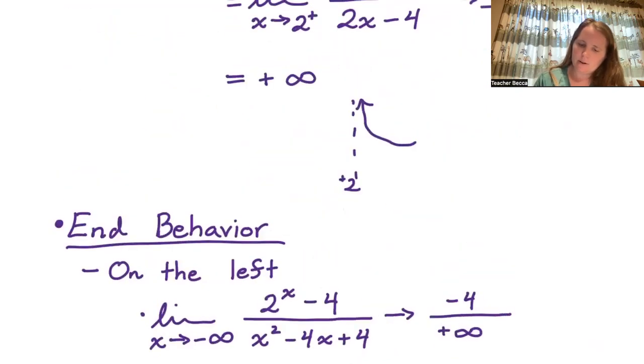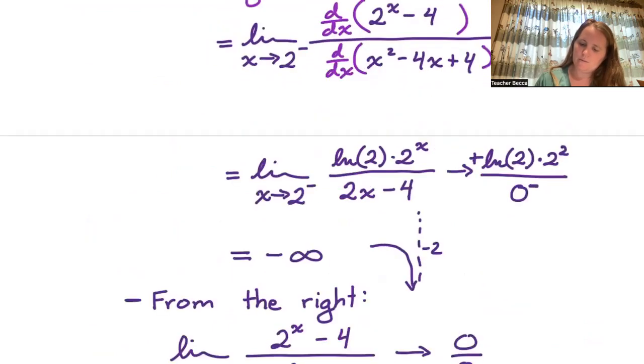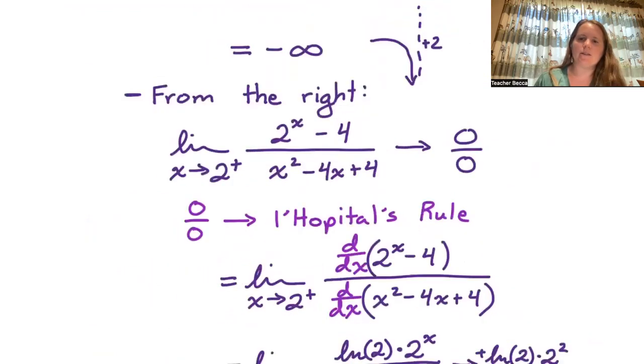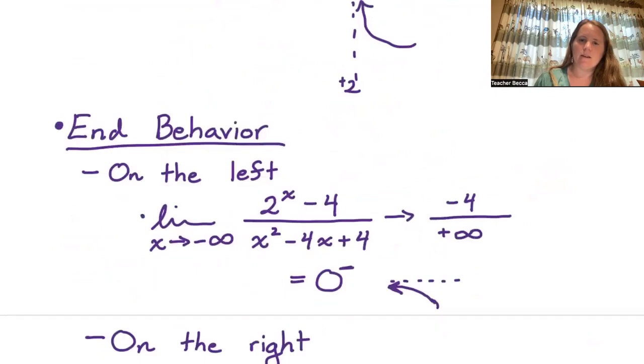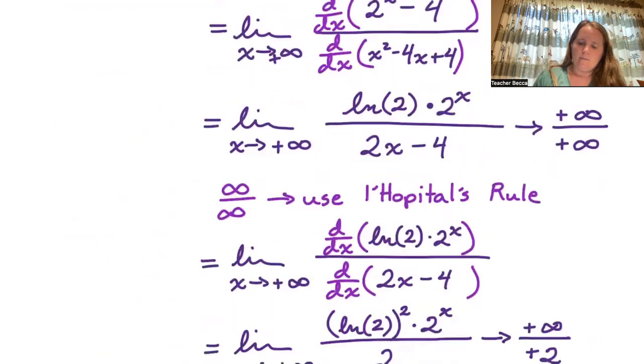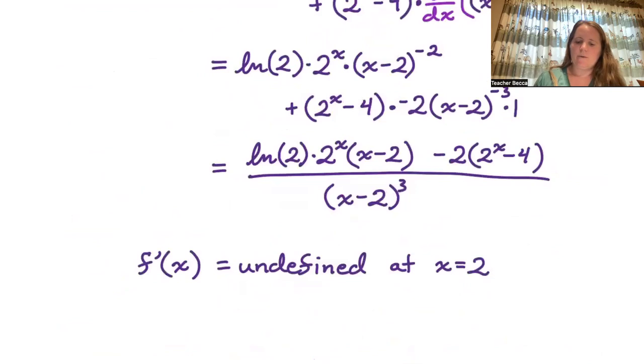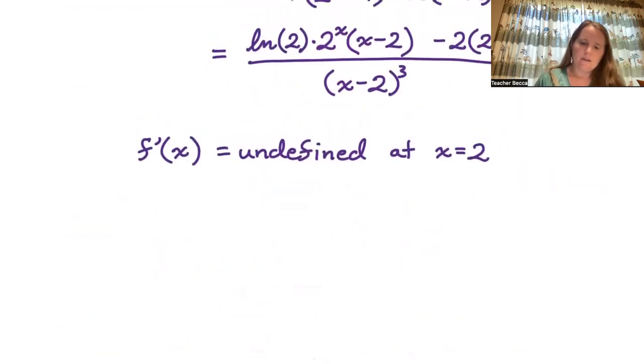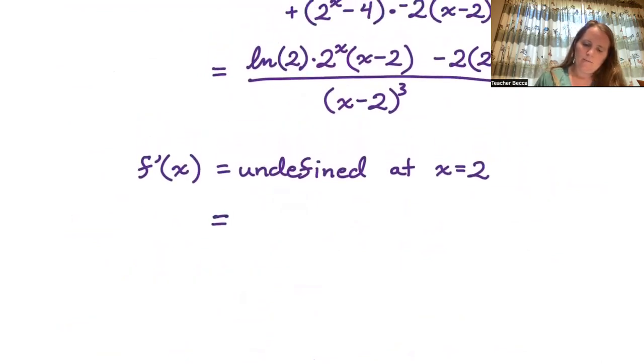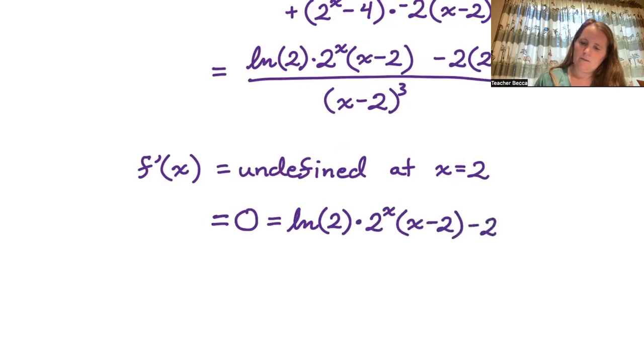I just realized these should have all been at positive 2's, at the vertical asymptote I was sketching earlier. Sorry about the scrolling. Okay, so we're undefined at x equals 2. It equals 0 when natural log of 2 times 2 to the x times x minus 2 minus 2 times 2 to the x minus 4 is all equal to 0.